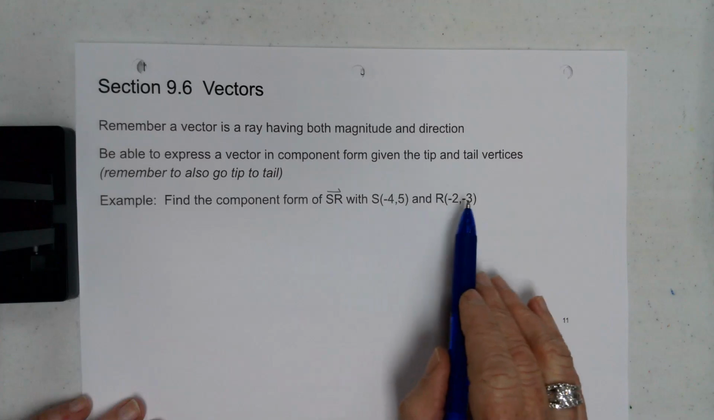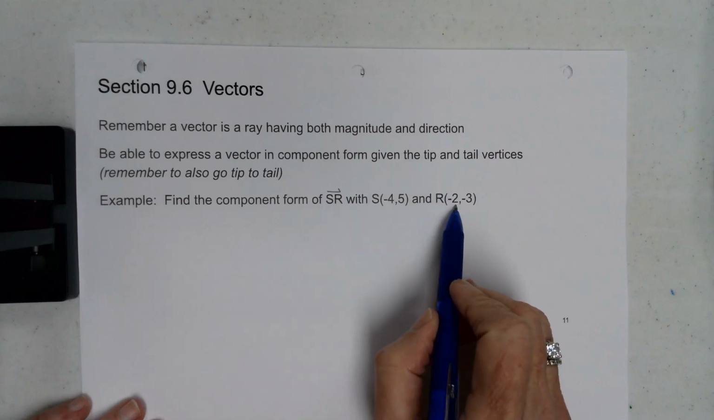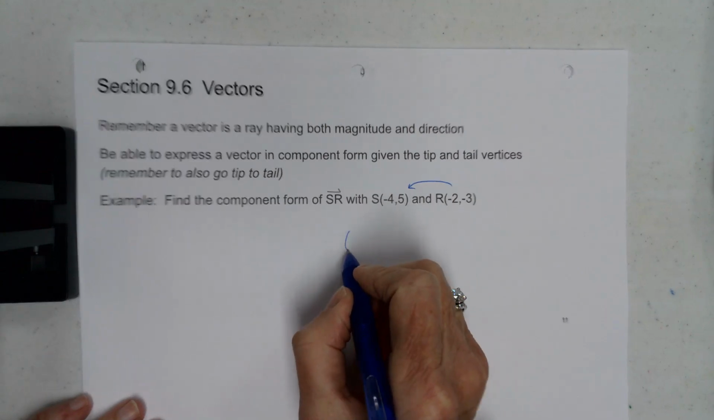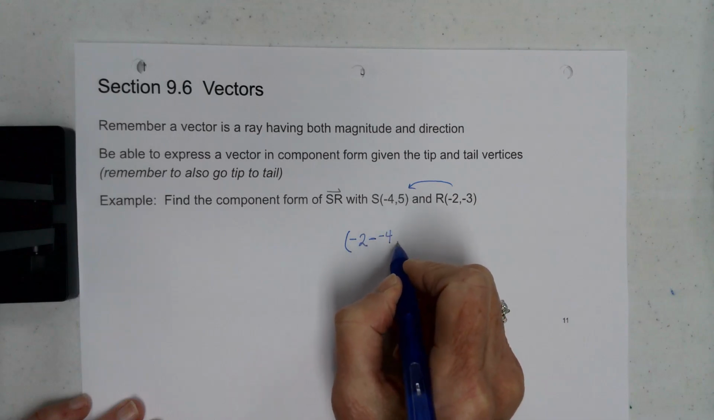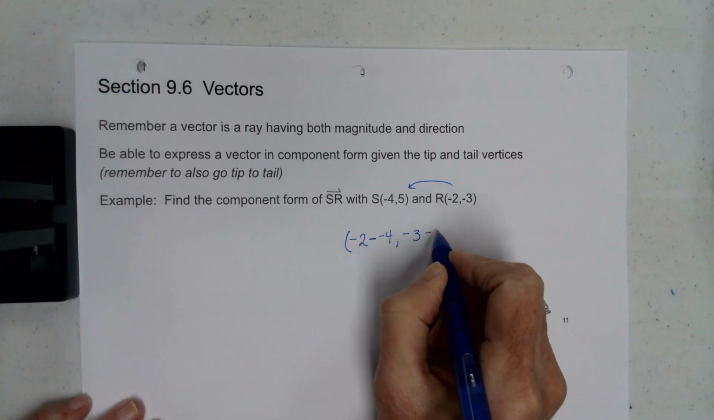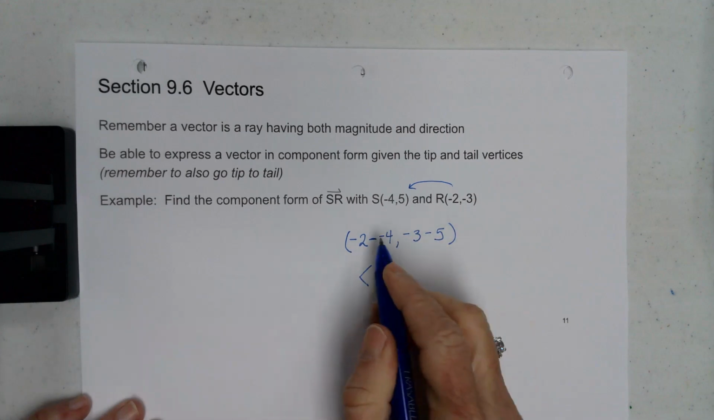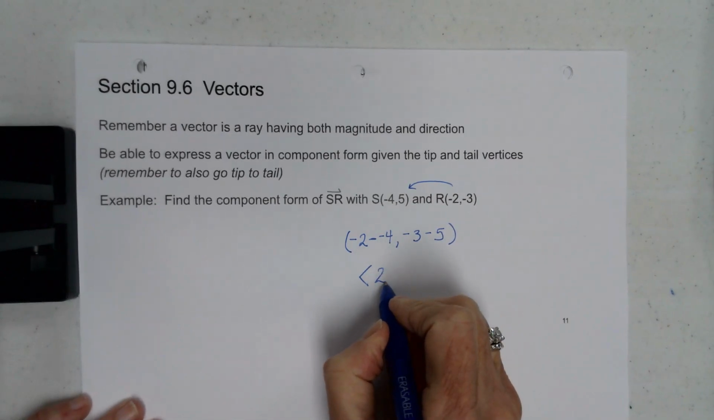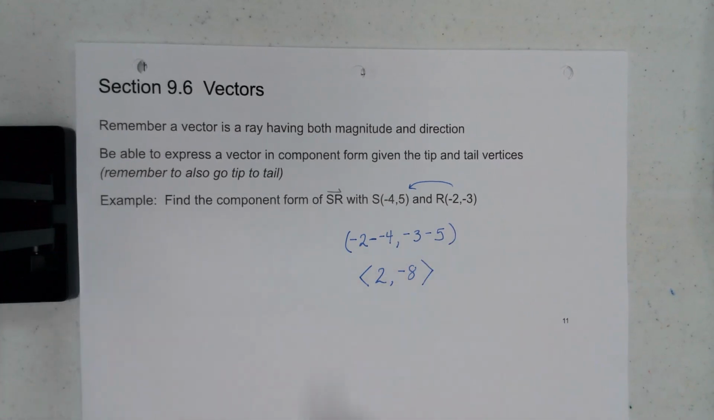This is my S coordinate. This is my R coordinate. Now, obviously, the R is the tip, so I'm going to start here and go backwards. So I want to know the difference in the Y's and the X's. So -2 minus -4, and I have -3 minus 5. The answers to these are going to give me my component form. So that's going to be +2, and this is going to be a -8. So that is the component form of that vector.